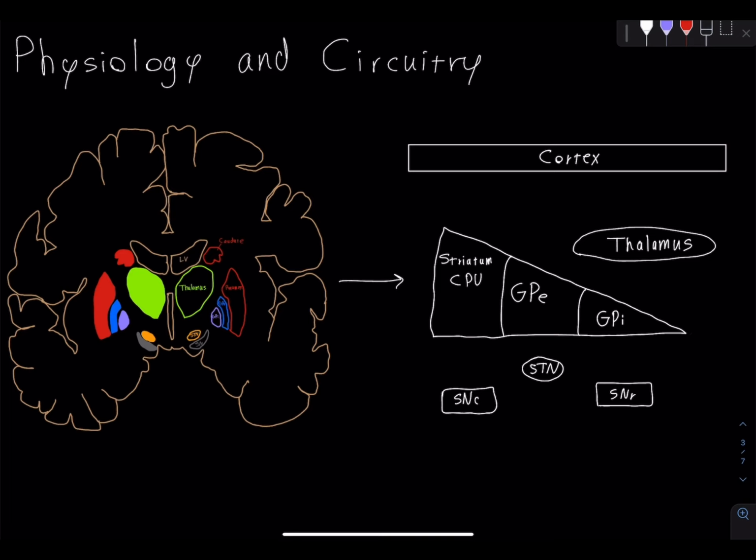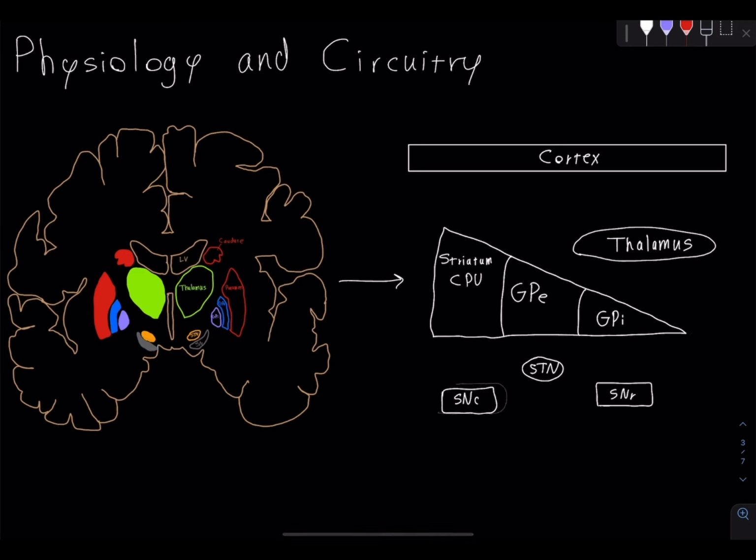So what you see on the right side is a simplified diagram of what you see on the left side. Let's start from the bottom. We see that we have the substantia nigra, but we said that there's the pars compacta and the pars reticulata. The pars compacta is shown right here with the C, and then the reticulata is shown with the R. Okay, S and R is pars reticulata.